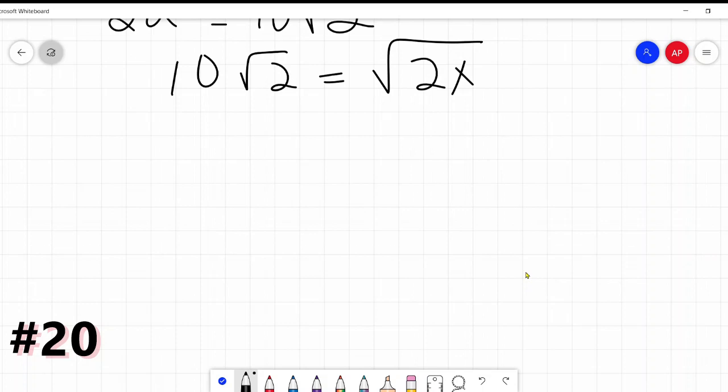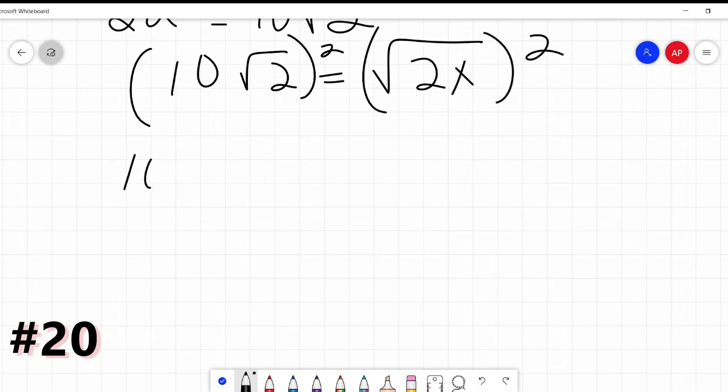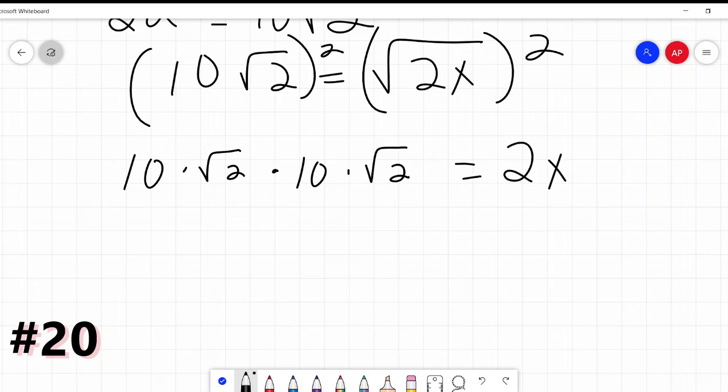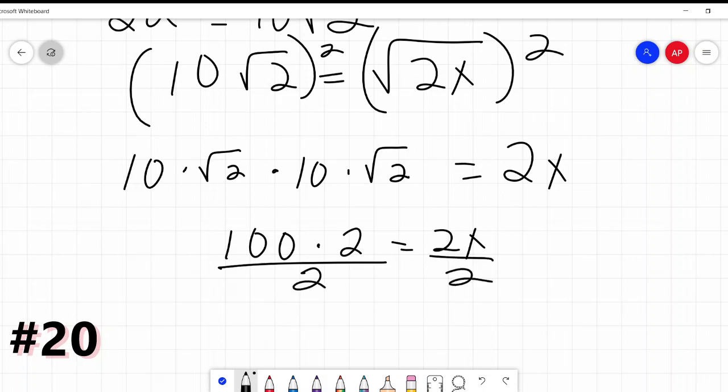We can square both sides. All right? So 10 times the square root of 2 squared is 10 times the square root of 2 times 10 times the square root of 2 equals, and on this side, that just gets rid of the square root. So 10 times 10 is 100. Square root of 2 times square root of 2 is 2. So we can see where this is going. 100 times 2. You can see how, well, you can just go, I don't even have to simplify that. I'm just going to divide both sides by 2. That gets rid of the 2 on the right side, and 100 equals x.